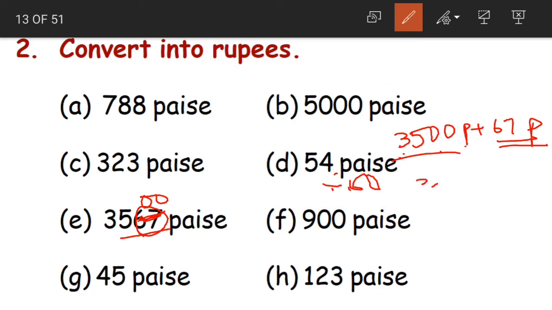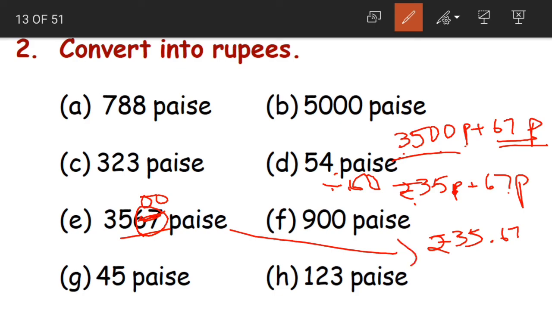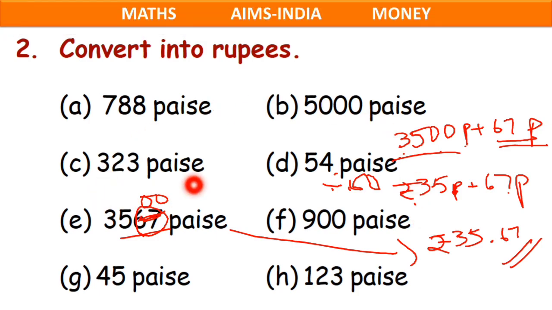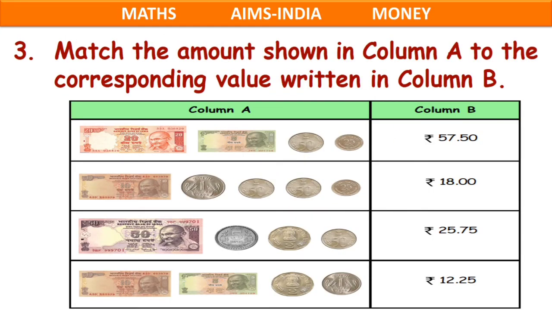Something is wrong with this pen today. 35 rupees plus 67 paise. When we write them combinedly, how will we write? We'll place a point between rupees and paise. So for this, the final answer is 35 rupees 67 paise. Clear children? I hope you can do the remaining problems right.